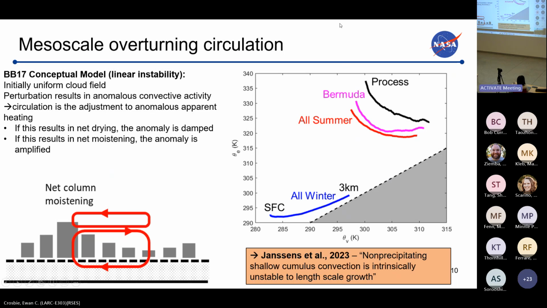Wanted to make a quick mention of this recent paper, basically saying that, at least in modeling, you can see this everywhere. It's always unstable to this length scale growth.